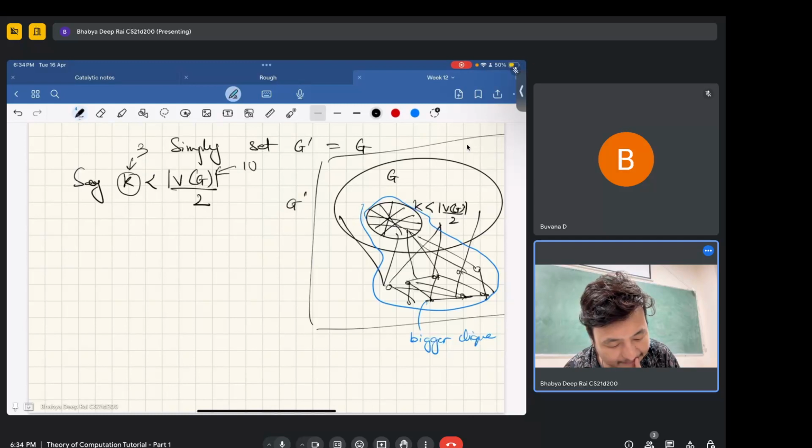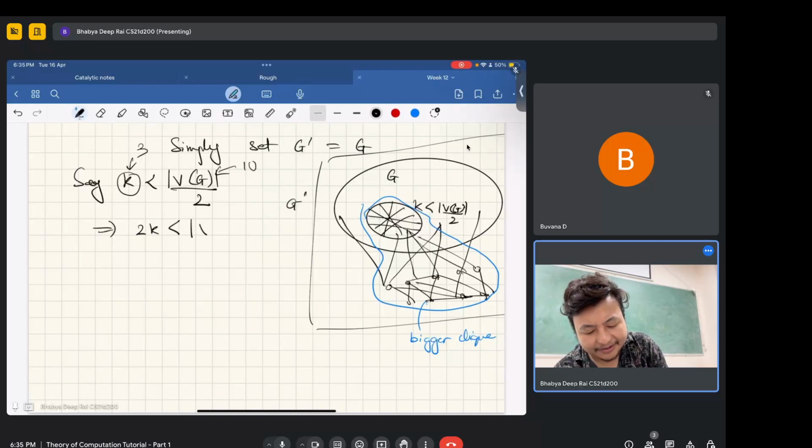So what I want to do is make sure that after adding these vertices, my graph is of very large size. So firstly, what do you have? K is less than V of G by 2, which means 2K is less than size of V of G. Right, I'm just multiplying to that side. So 2K is strictly less than V of G.